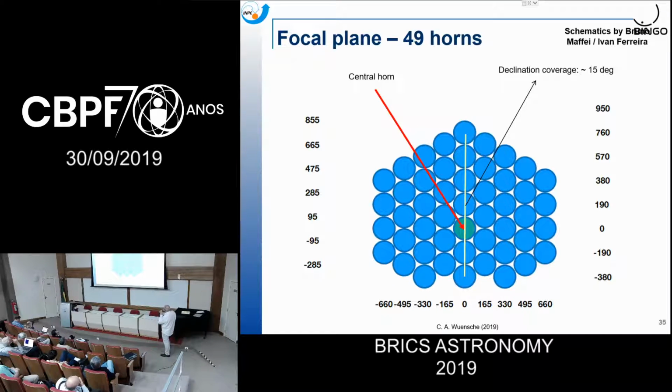Most of the simulations have come from this array, which can be expanded. You can have more horns in this part here, more horns in this part here, and more horns here. So we can get up to 59, which means 10 more horns with this structure. More than 59 will spill over to the outside of the secondary dish, and then it will not work.